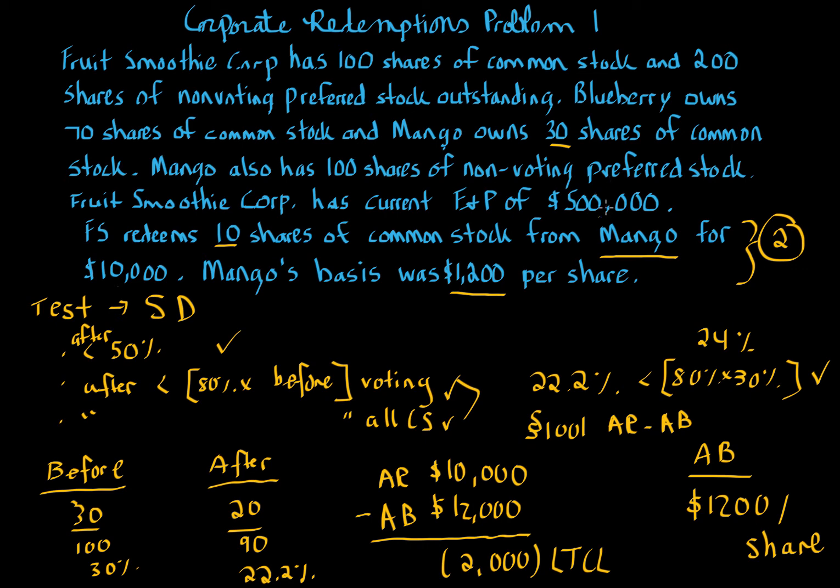Whether E&P goes down or up is a factor of the sale or exchange, which could technically reduce earnings and profits based on what's going on here. But we're not going to look at that specific issue. So that is the consequences here. We meet the first test, substantially disproportionate, and therefore it's treated as a sale or exchange. We stop and we have sale or exchange treatment: $2,000 long-term capital loss. Adjusted basis is $1,200 per share.